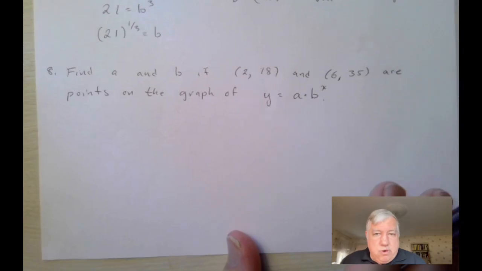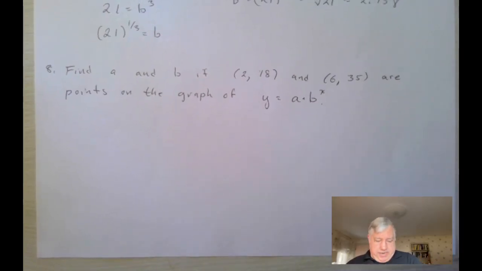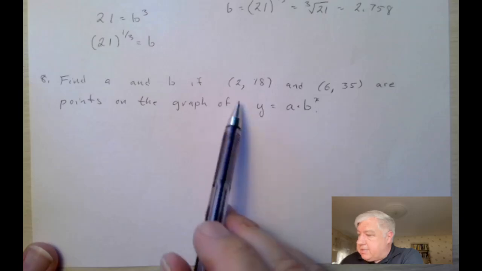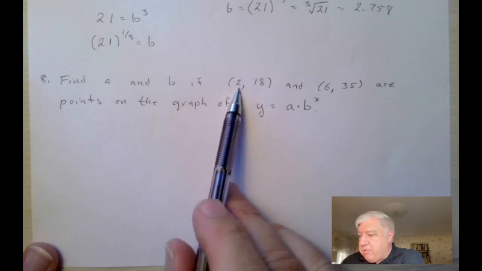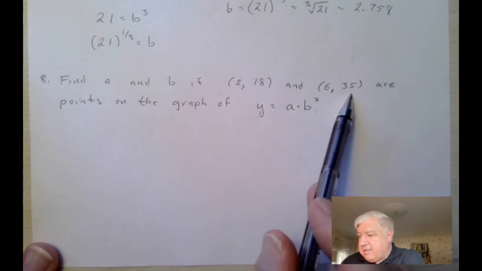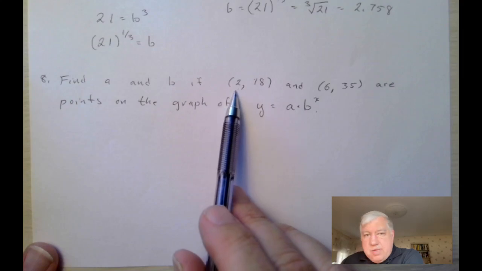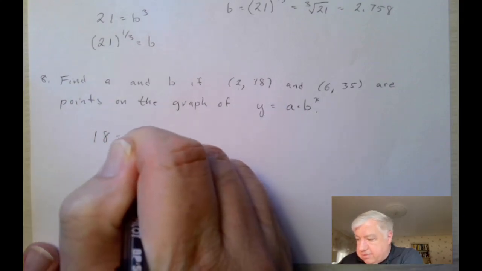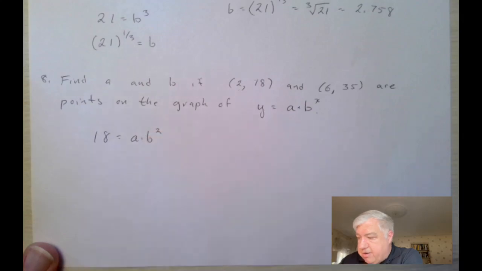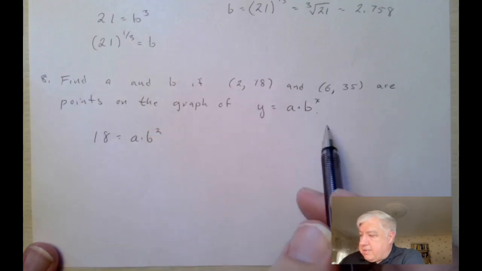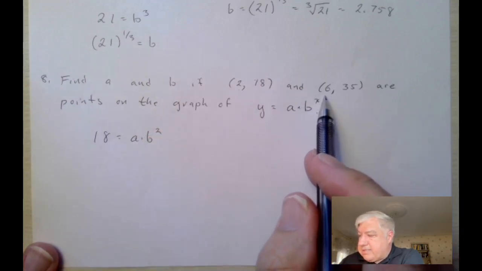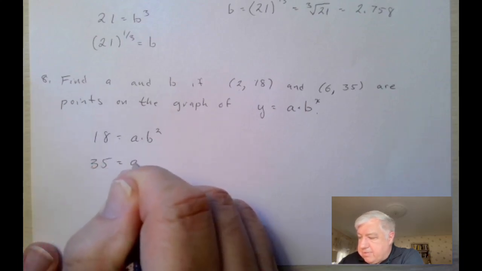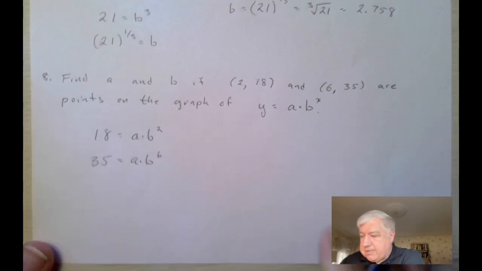Let's try one more example here on problem 8. This is a similar problem. We have the points (2, 18) and (6, 35). This says when x is 2, y is 18. So 18 is equal to a times b squared. And this says that when x is 6, y is 35. So 35 is equal to a times b to the 6th.